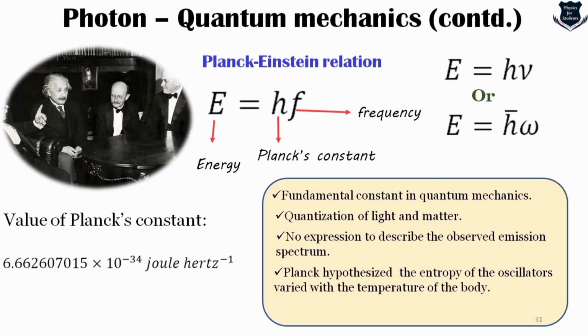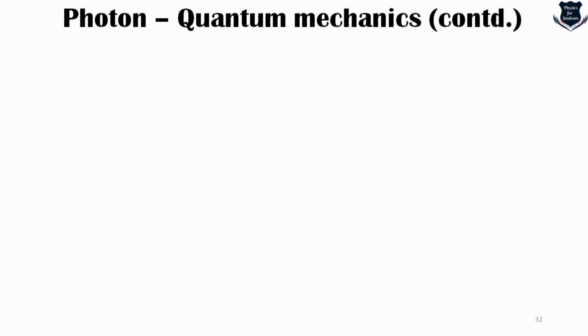So, approaching this problem, Planck hypothesized that the equations of motion of light describe a set of harmonic oscillators, one for each possible frequency. He examined the entropy of the oscillators, varied with the temperature of the body, and he tried to match Wien's law and was able to derive an approximate mathematical function. So he tried to match it with Wien's law, and that is what we are doing. So the Planck-Einstein relation is extremely important.